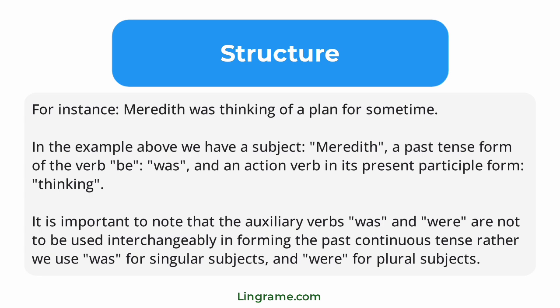In the example above, we have a subject, Meredith, a past tense form of the verb, be, was, and an action verb in its present participle form, thinking. It is important to note that the auxiliary verbs, was, and, were, are not to be used interchangeably in forming the past continuous tense. Rather, we use was for singular subjects, and were for plural subjects.